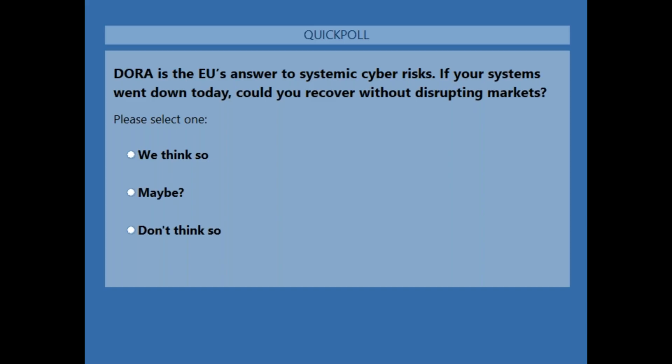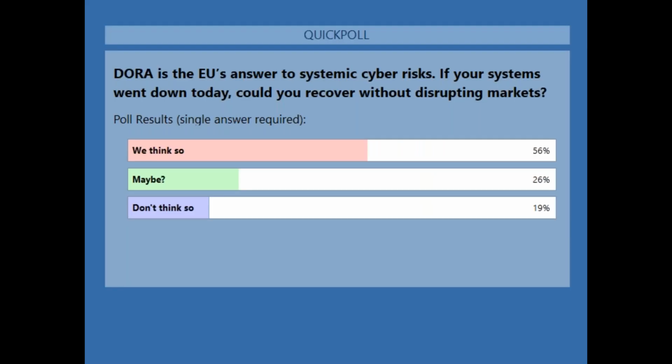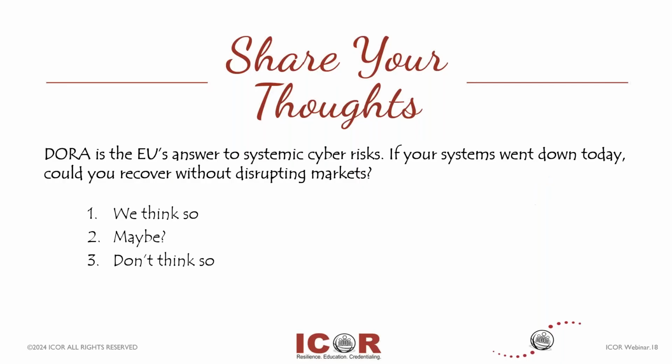All right, let me share the screen. It is pretty encouraging to see more than 50% of you think that you would be able to recover. Then an additional 26% says maybe, and then there's always the sadness of we don't think so, with about 19%. But these are really important for you. It seems like a straightforward question, but it is an important one to answer because it shows where you are within the spectrum of getting prepared. So I'm going to go ahead and close that poll, and it is back to you.